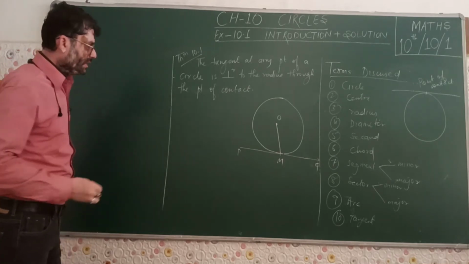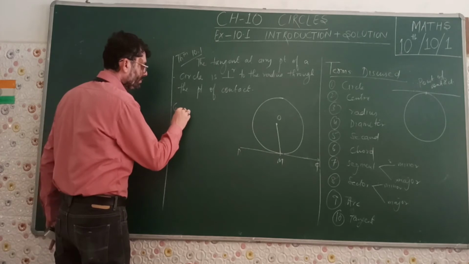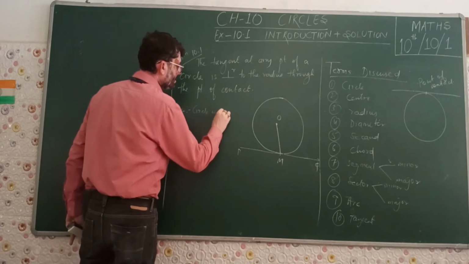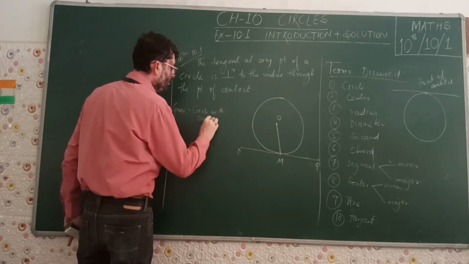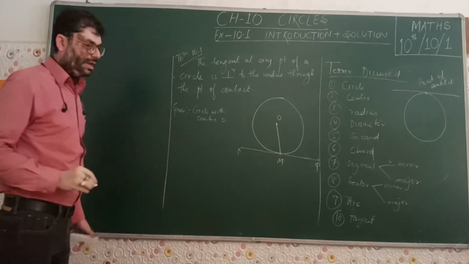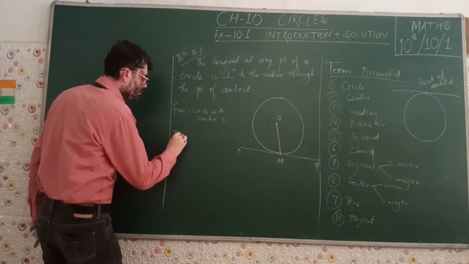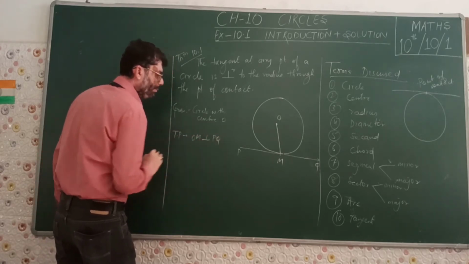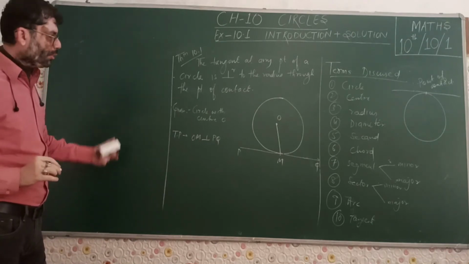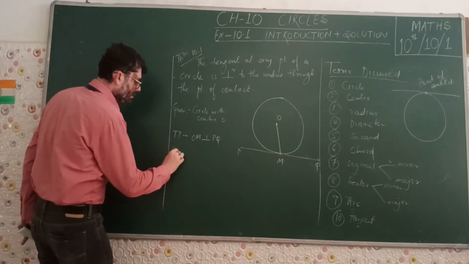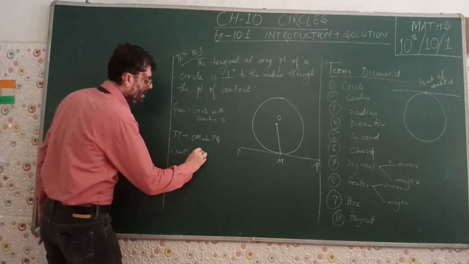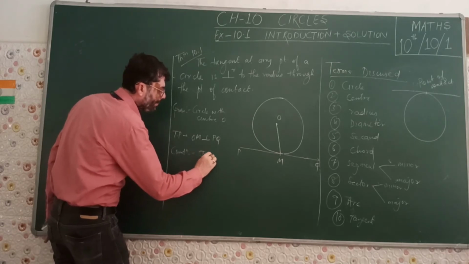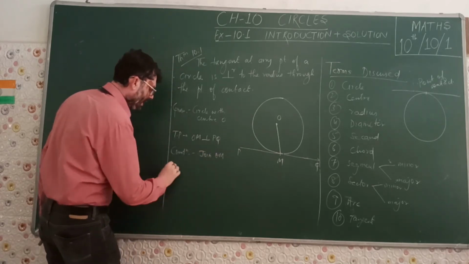So let us prove the theorem. We are given, what is given to us? A circle with center O. What we need to prove? We need to prove that OM is perpendicular to PQ. This we have to prove. For this, what did we do? In the form of construction, we have joined OM, and then the proof.